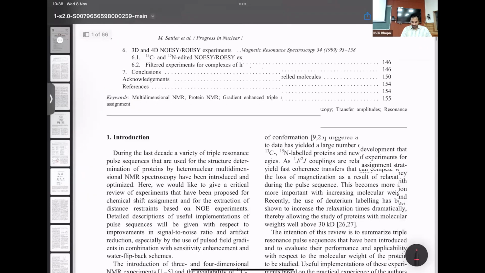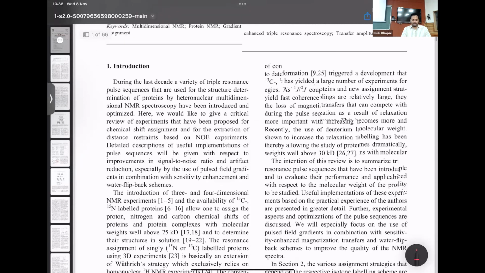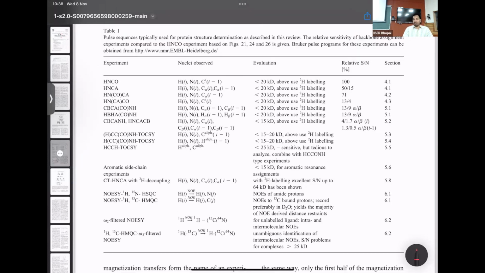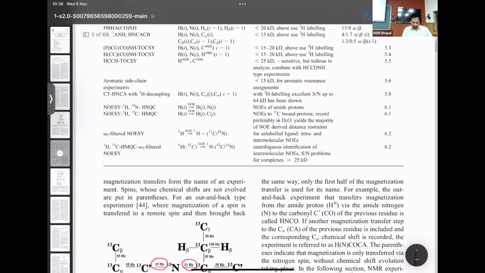There are some important aspects that I end up showing. So there you go. This table is a very important table. We will see what these experiments are in one moment. Maybe I should show that and then come forward.